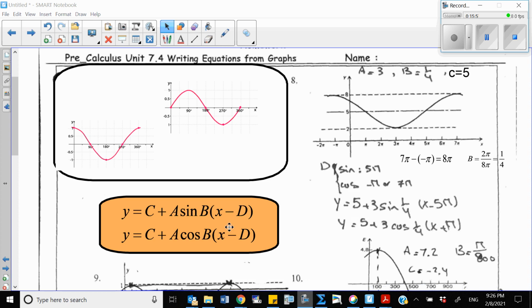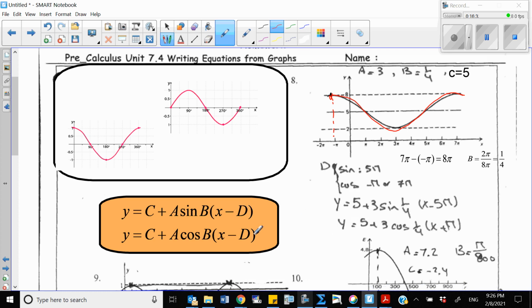Now, the last thing that I need to find is the d-value. Once again, that depends on what function you want to write, a sine function or a cosine function. If I'm looking for a cosine function, I need to look for a high point, and that's right here. I can consider this as the starting point of the function I am writing the equation for, which is at negative pi. So the d-value is negative pi. It's going to be x minus negative pi, which is plus pi.